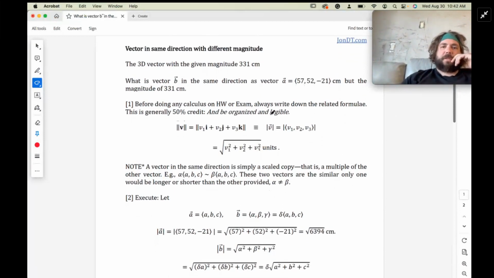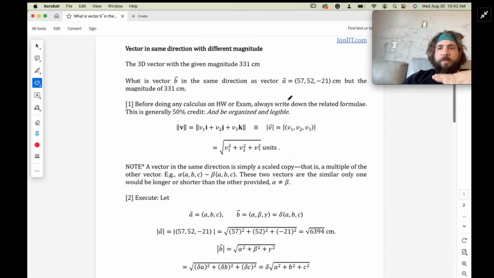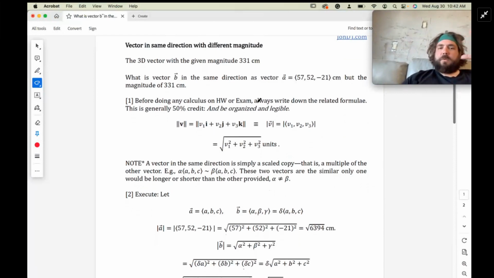So first of all, you've got this vector here, A, and then you've got the vector B with length 331 centimeters. And you want vector B to be in the same direction as A, which means it's a multiple of A. And so you need to know these things. Vectors that are in the same direction are multiples of each other. Same with lines that are parallel, they're multiples of each other. Planes that are parallel, they're multiples of each other. That's the first thing you need to know. Once you know that, then you find the formulas and then you can do the computation.